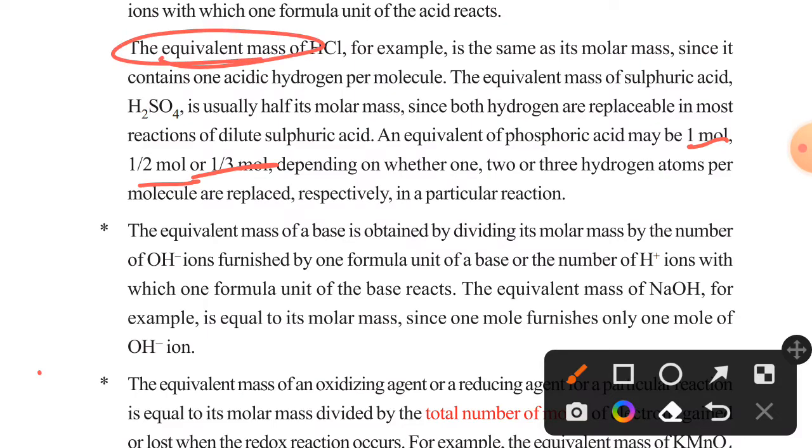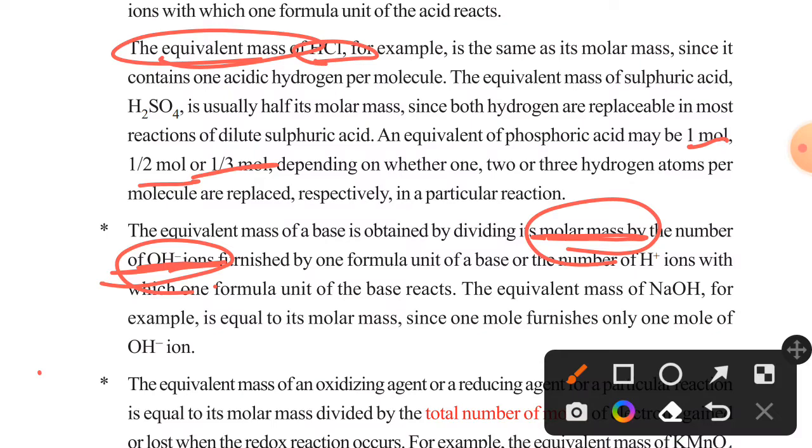The equivalent mass of a base is obtained by dividing its molar mass by the number of hydroxide ions furnished by one formula unit of base or the number of hydrogen ions with which one formula unit of the base reacts. Kan asidii faana wal fakkaataadha. Kan beezii akkamitti barbaadna? Moolaar maasii isaa maaliif irraa? Hydroxide ion amma jiruun waliif hirraa jechuudha. The equivalent mass of sodium hydroxide for example is equal to its molar mass. Molar mass isaa faana wal qixadha. Akkuma kan hydrochloric acid ilaalle jechuudha.